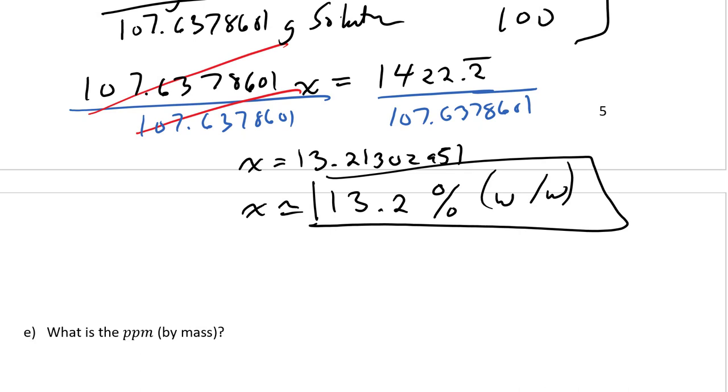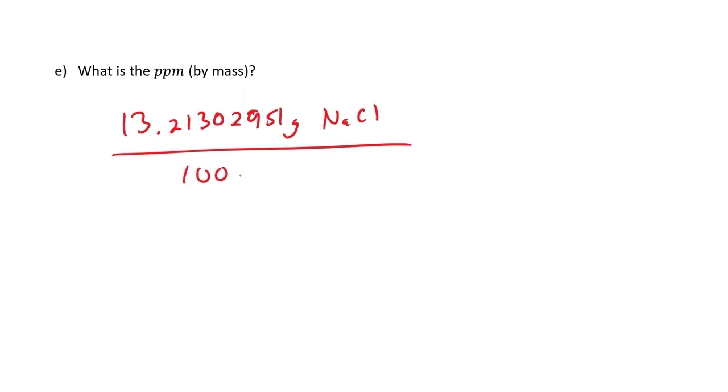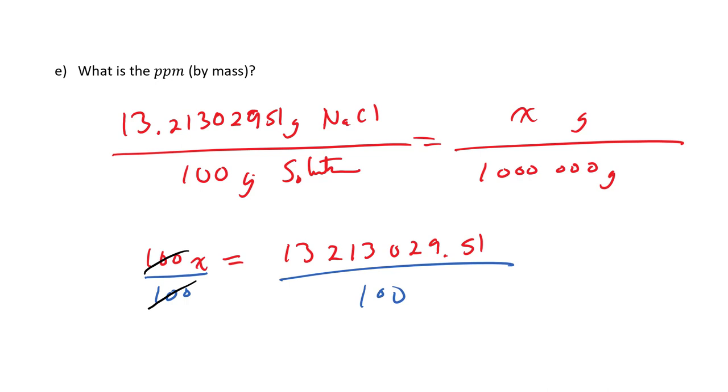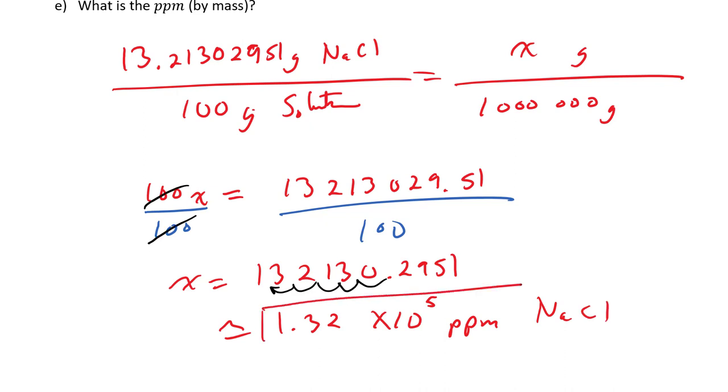We have one more. What's the parts per million by mass? Well, from before, the not rounded off version, this is what we got from above, weight by weight. I want the parts per million, so X number of grams over 1 million grams. Cross multiply. Divide both sides by 100. And X is equal to 1.32 times 10, we have 1, 2, 3, 4, 5, 10 to the 5 parts per million sodium chloride. Final answer.